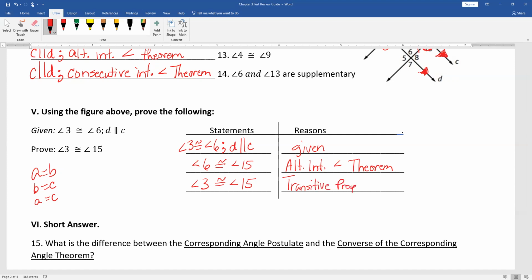Are you using a pen? Then you'll be fine. Of congruent angles.